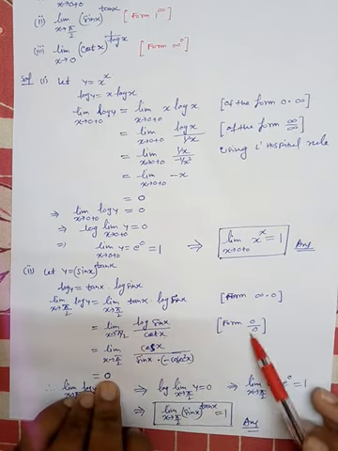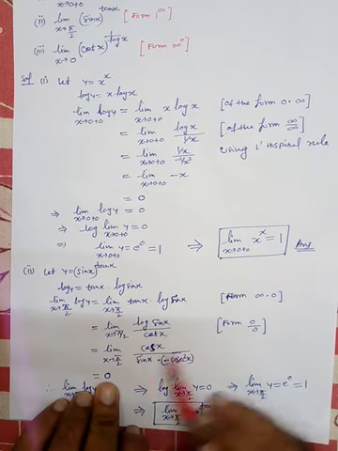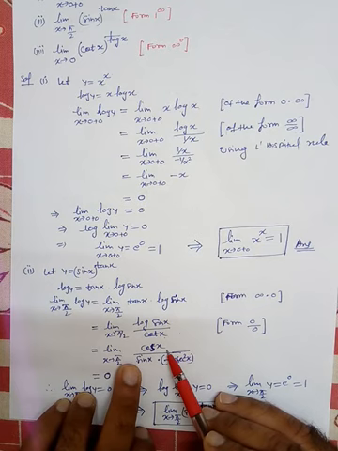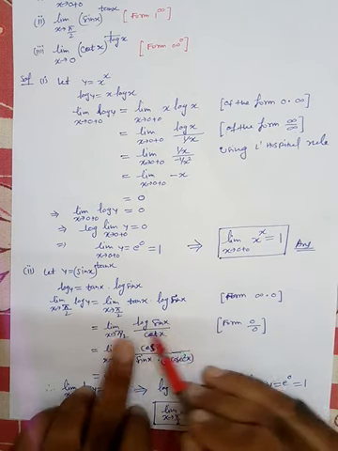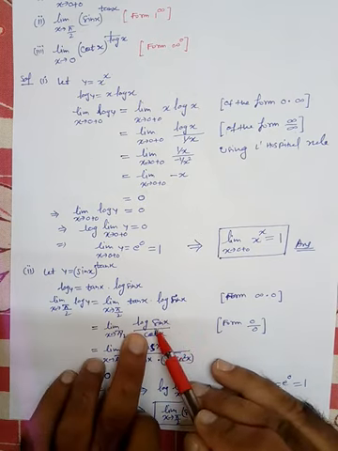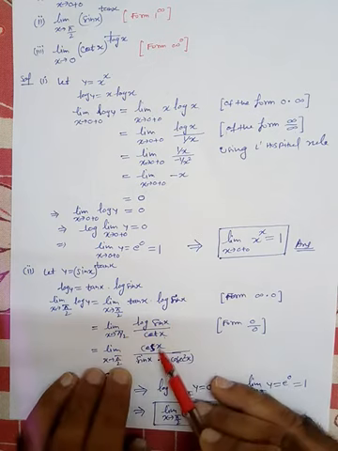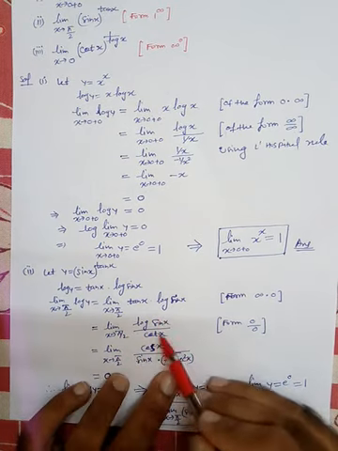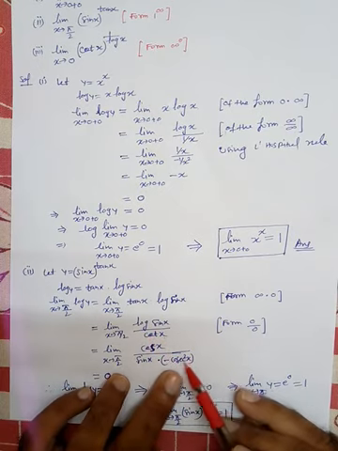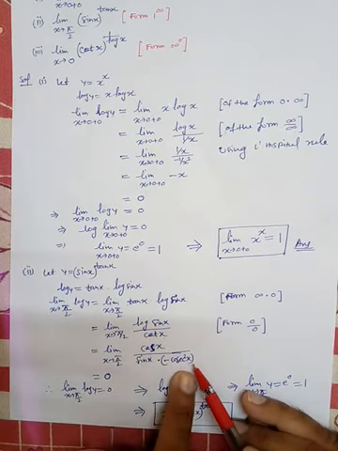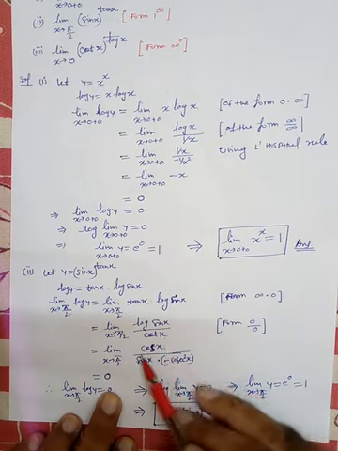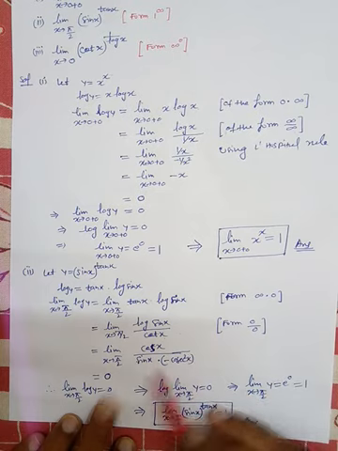This is now 0 by 0 form. Apply L'Hospital's rule. So limit x tending to pi by 2. When we differentiate log sin x, what comes is 1 upon sin x, and the derivative of sin x is cos x. So cos x by sin x is the derivative of log sin x. Now the derivative of cot x is minus cosec square x. After substituting the limit, this value will be 0, this will be 1, and this is also 1. So 0 by 1 is 0.